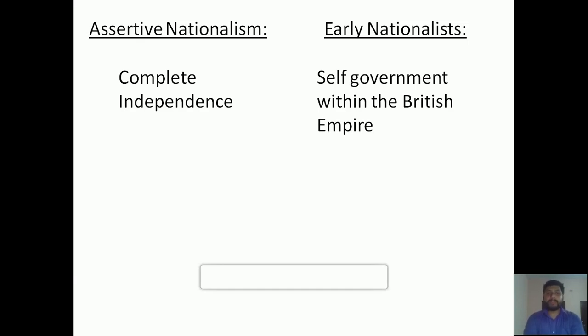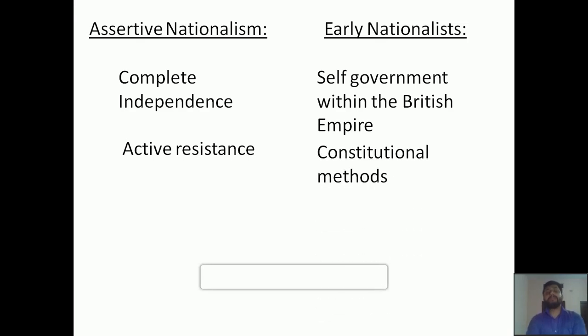Assertive nationalist leaders' ideology was also something like self-government, but it is different from that of early nationalist leaders. Now let's move to the next point. From the side of assertive nationalism, they were following active resistance. Whenever the government implemented certain rules against the interest of the people of India, they were resisting. They were actively resisting against the British.